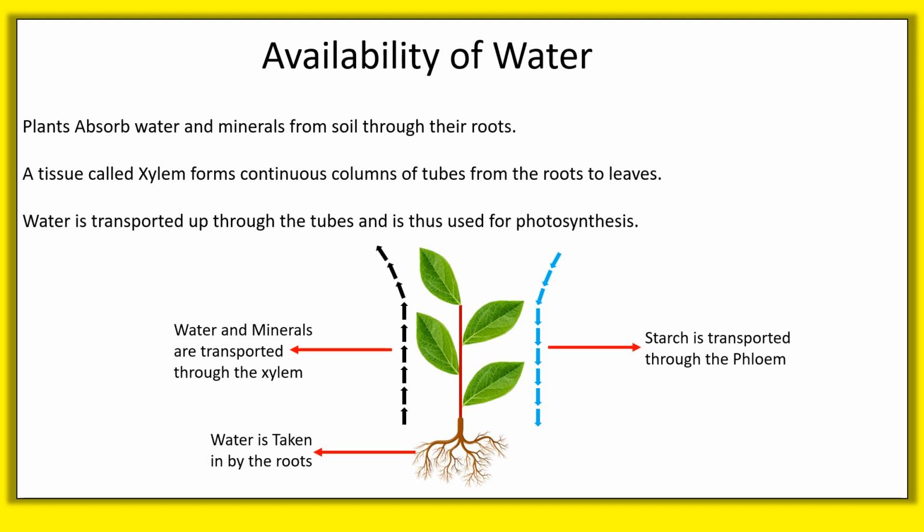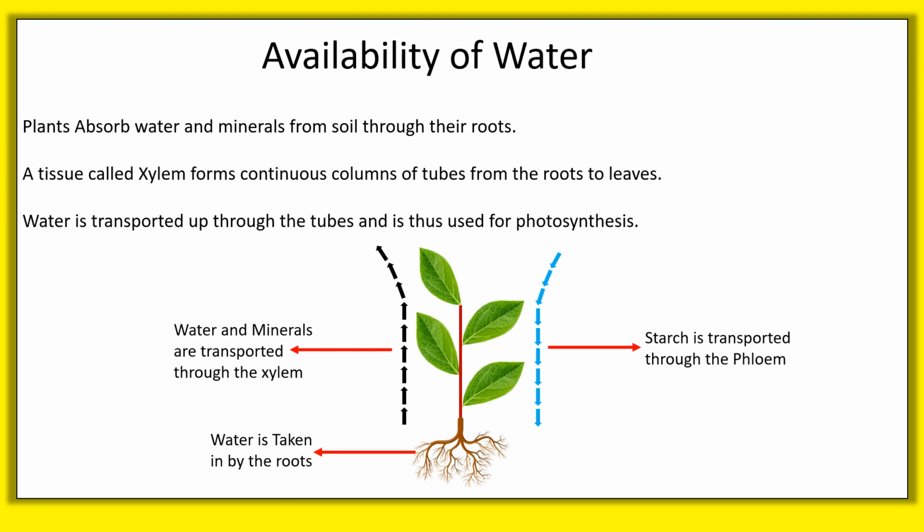So let's read out what all is there in the diagram. For the black arrows which are going up, let's read what they are. First, water and minerals are transported through the xylem. So the black arrows that are going up show that the water and minerals are transported up through the xylem, which helps for photosynthesis. Next, for the blue arrows which are going down towards the roots, let's read it. Starch is transported through the phloem.